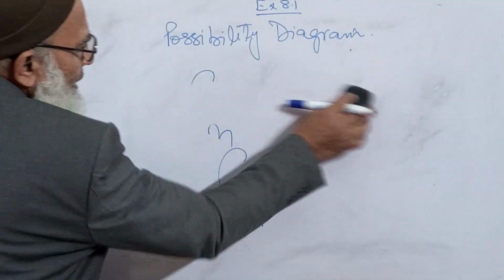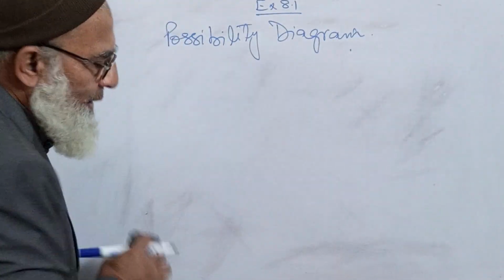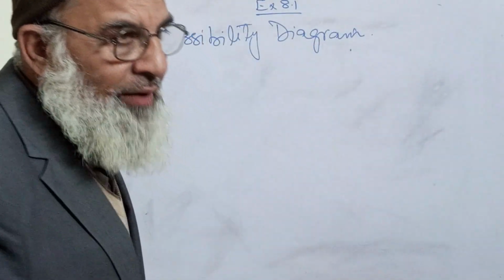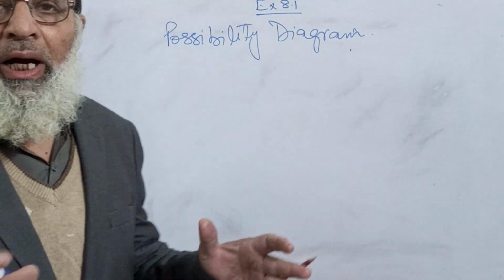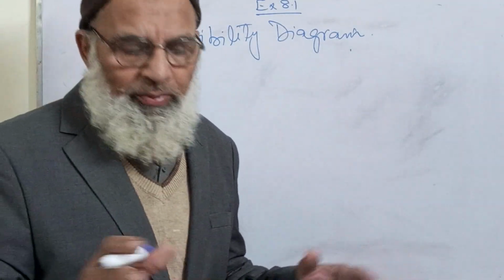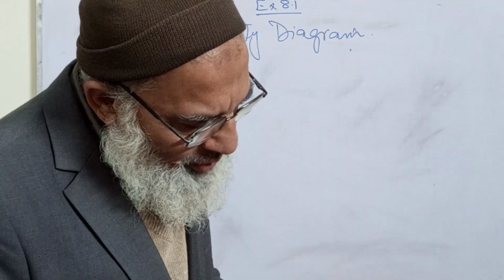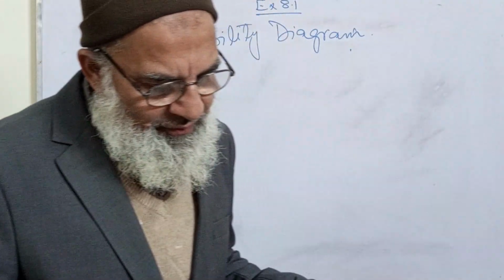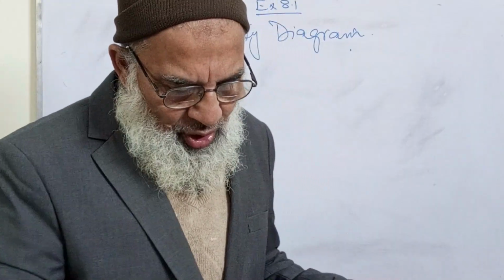So let me do it in a simple way. We have to draw a diagram in which all possible outcomes are there. See how it will be. Now, the example is again of two dice. Two dice, one red and one blue, are thrown at the same time, and the numbers showing on the dice are added together. Find the probability that the sum is 5, the sum is less than 5, the sum is greater than 8.